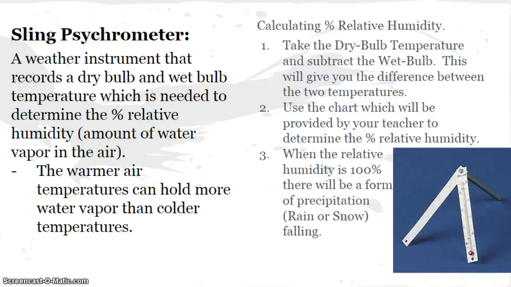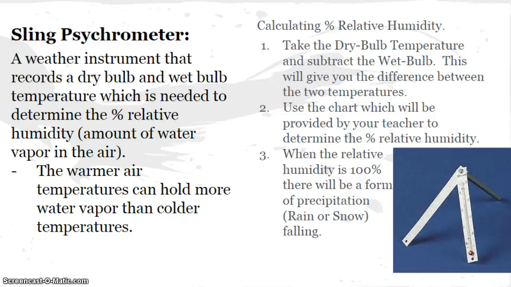When we calculate this, really what we do is we spin that sling psychrometer for about a minute. The wet bulb will have some moisture that we drop on it. The dry bulb will not. As you spin it, that moisture will evaporate, and because of that, it will bring the temperature down. So what we want to look at is the difference between the two temperatures.